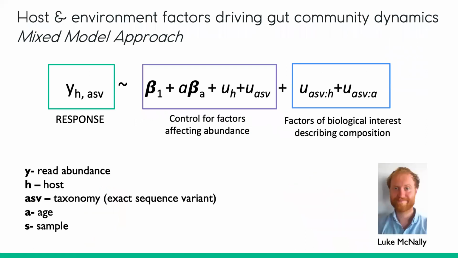And working with one of my supervisors, Luke McNally, who developed this mixed model approach for teasing this apart, which looks a bit scary, but the basics of it are that it's using these raw abundances as the response, which details the number of reads for a sequence variant in any given host, and then adding in random effects in a mixed model framework, which allow us to, in the purple box, control for factors that might influence abundance, and in the blue box, allow us to really tease apart the factors of biological interest that we care about. So here, the interaction between the taxonomy or the sequence variant and age would tell us whether or not the community is shifting.